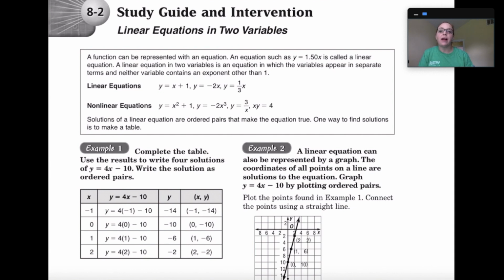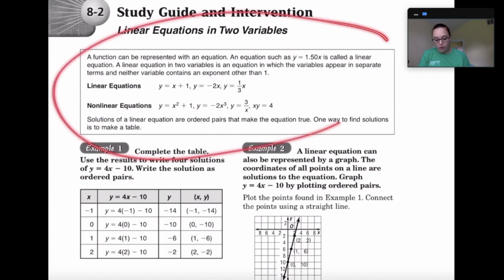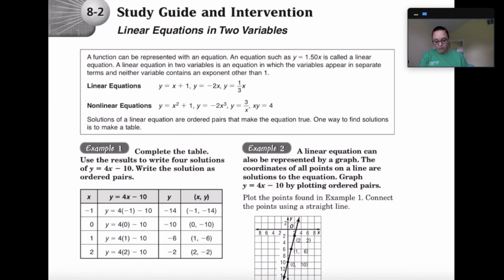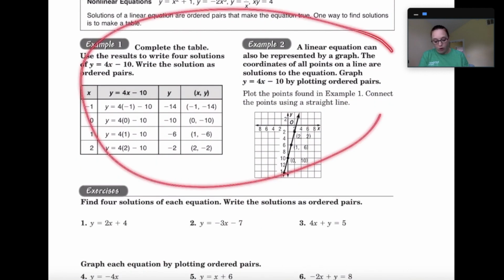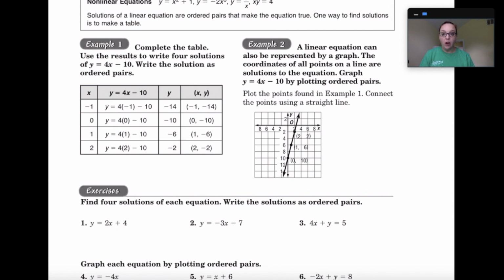Today we're going to talk about linear equations in two variables. Now on this sheet there's some information at the top that you need to read over. You need to read over this box and look over both of these examples. So go ahead and pause the video and do that, and then we can discuss.